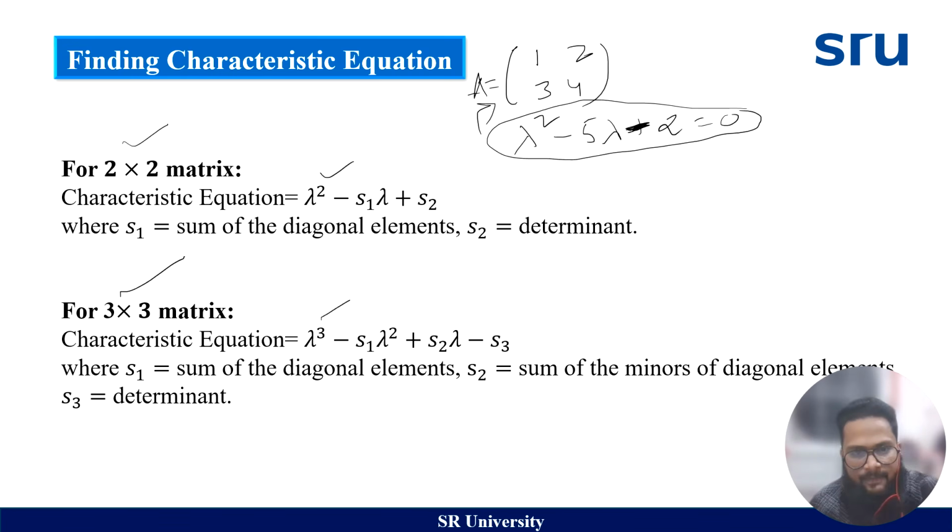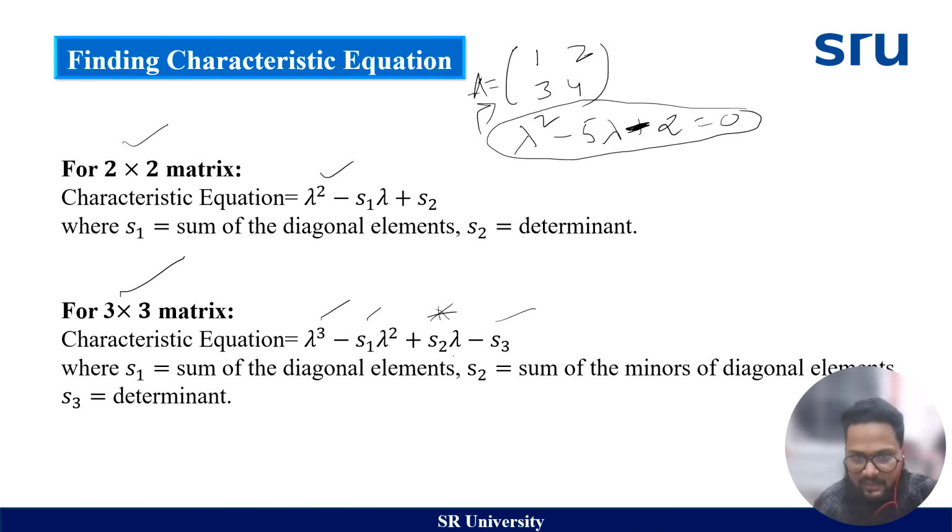Simple. Now for the case of a 3 by 3 matrix, lambda cube minus s1 lambda square plus s2 lambda minus s3. So you can see the sign will be alternating, plus minus, and s1 represents the sum of the diagonals, and s3 is the determinant. Now another term you are getting is s2. In the case of 3 by 3, s2 represents the sum of the minors of the diagonal elements.